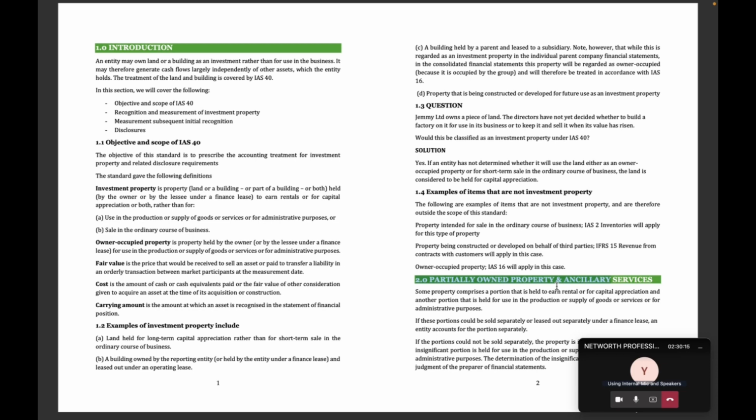PPE. That's correct. As PPE. Yes. That's very correct because they are now using it for administrative purposes. Okay, that means you understood what I've said.